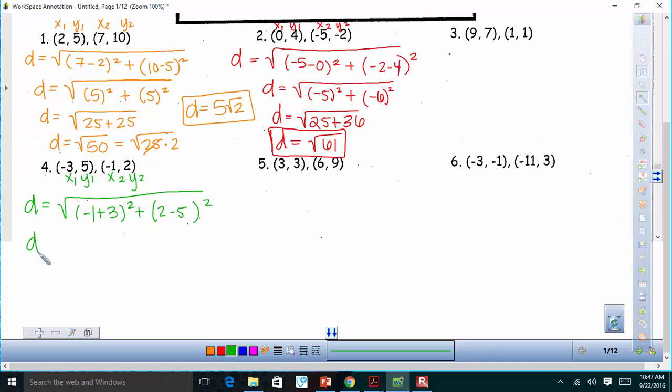So that's going to give me distance equals, again, I'm doing a long square root. -1 plus 3 is 2 squared, plus 2 minus 5 is a -3 squared. Okay? So I know that 2 squared is 4. And -3 squared is 9. So that is the square root of 13. Is there a perfect square that goes into 13? Nope. So our distance would be square root of 13.